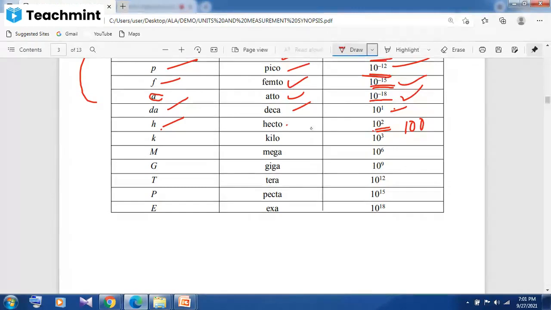Next is kilo. Already you have come across this kilo. Kilo means 10 power 3. That means after a number there are 3 zeros. For example, 3 kilometer means 3 into 10 power 3 meters. The symbol for kilo is small letter k, students, not capital K, because capital K is usually for Kelvin, correct? So small letter k it is.